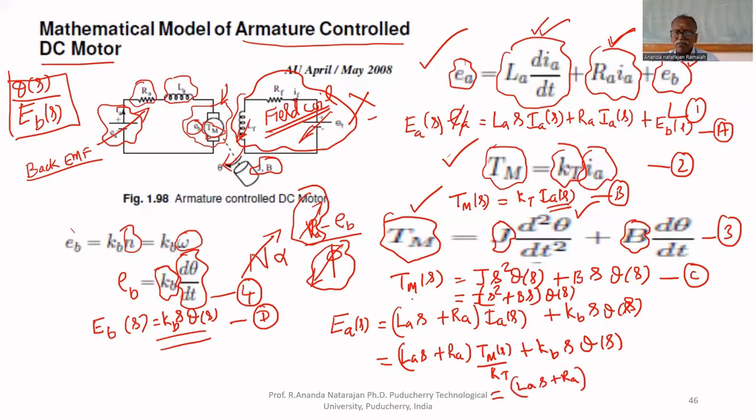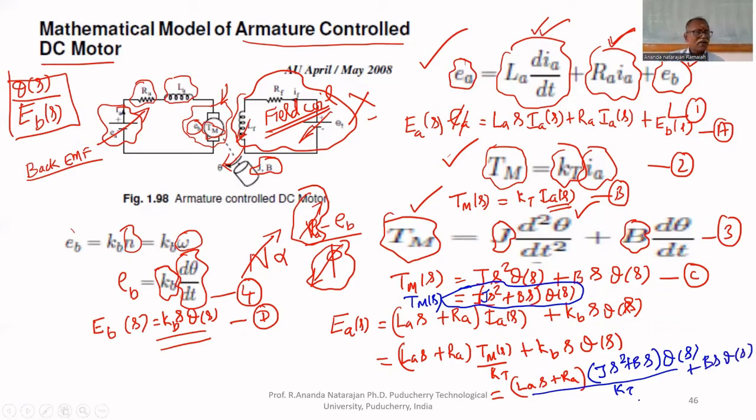Instead of TM, we can substitute this equation. TM of S equal to JS square plus BS multiplied by theta of S can be substituted. Therefore, instead of TM, JS square plus BS theta of S upon KT, plus EB, for EB equal to KB S theta of S. So everything is in terms of theta of S now.